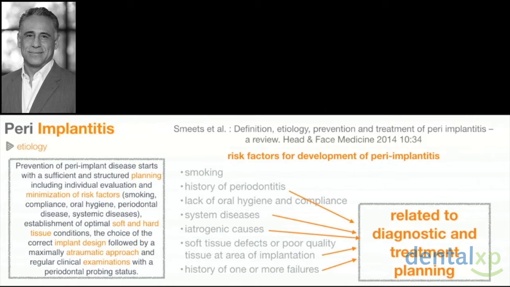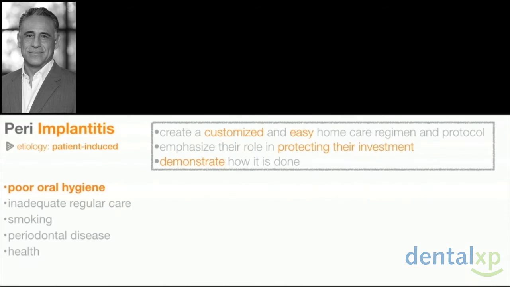So when we look at the prevention of peri-implant disease, it really starts with sufficient and structured planning, including individual evaluation, minimization of the risk factors, including smoking, compliance, oral hygiene, periodontal disease, systemic disease, and also establishment of optimal soft and hard tissue conditions, and also a choice of correct implant design, followed by a maximally atraumatic approach and regular clinical examinations with periodontal probing status. So these are all important factors in prevention of peri-implantitis.